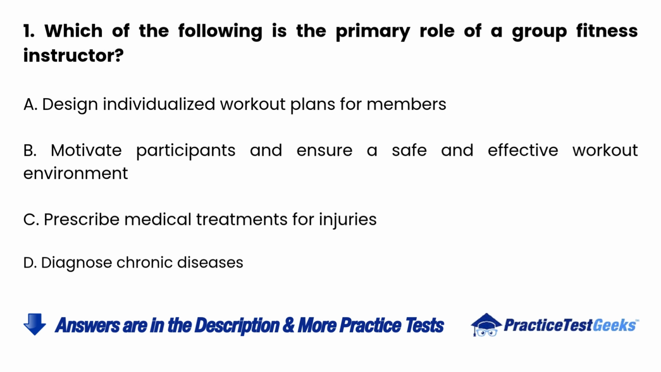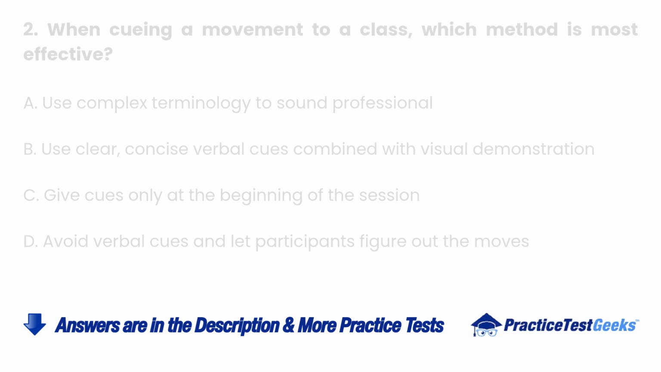1. Which of the following is the primary role of a group fitness instructor? A. Design individualized workout plans for members. B. Motivate participants and ensure a safe and effective workout environment. C. Prescribe medical treatments for injuries. D. Diagnose chronic diseases.